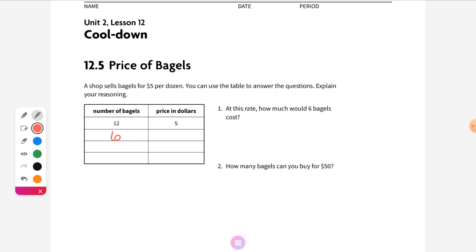can I easily get to 6 bagels from the given information? Yeah, by doing what, Dom? By dividing 12 by 2. Okay, so if I divide by 2, it gets me there. So then I have to take 5 divided by 2. If I write that as a fraction, it's 5 halves. Sometimes that's okay. Is that a good price? It costs 5 halves dollars. No. Canaan, what is that as a mixed number?